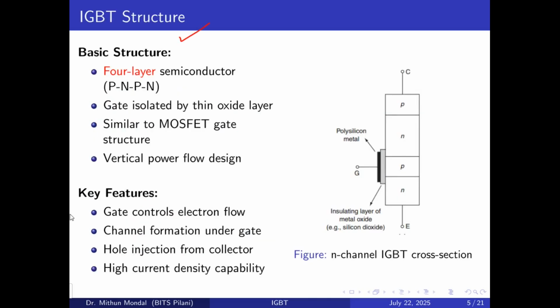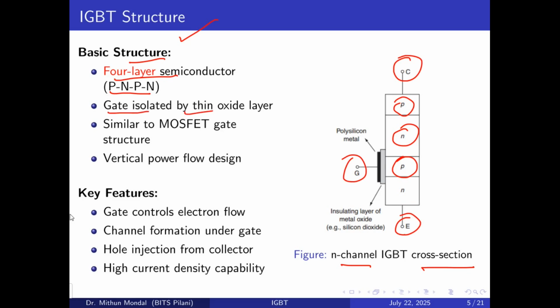Let us see the structure of the IGBT. The basic structure of the IGBT is a four-layer semiconductor device, so you have a PNPN arrangement. Here you can see the N-channel IGBT cross-section in PNPN mode. You have three terminals: the emitter, collector and gate, and the gate is isolated by a thin oxide layer. This is an insulating layer of silicon dioxide that isolates the gate. It is similar to the MOSFET gate structure, so MOSFET and IGBT are similar in terms of gate structure.